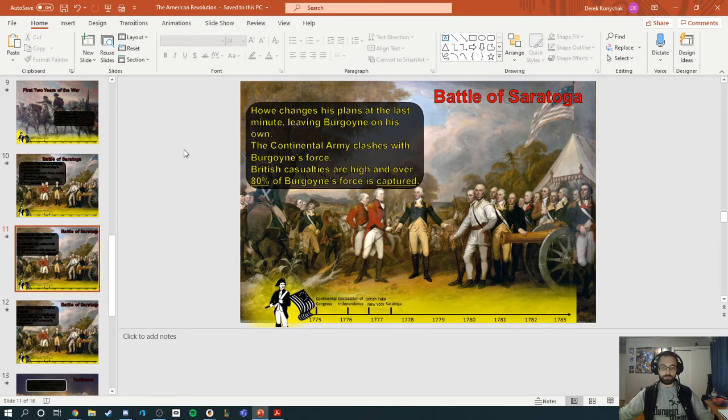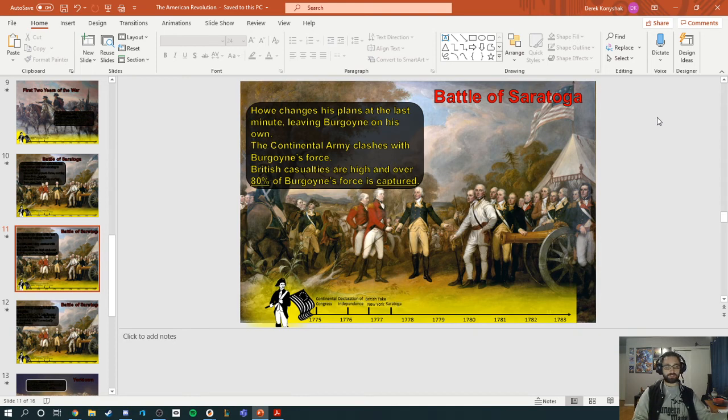So then General Howe changes his plans at the last minute. He decides to leave Burgoyne on his own, and he ends up going to attack Philadelphia. So this leaves Burgoyne's forces alone, and the Continental Army finds him and attacks. And the battle takes place over a couple days, and the British win at first, but they're losing a lot of people.